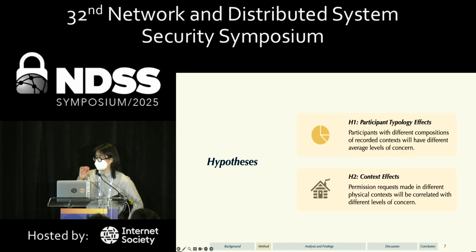From this study, we had 2 hypotheses. First, participants with different compositions of recorded contexts will have different average levels of concern. And second, permission requests made in different physical contexts will be correlated with different levels of concern.